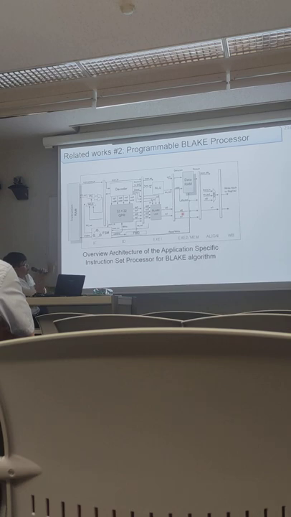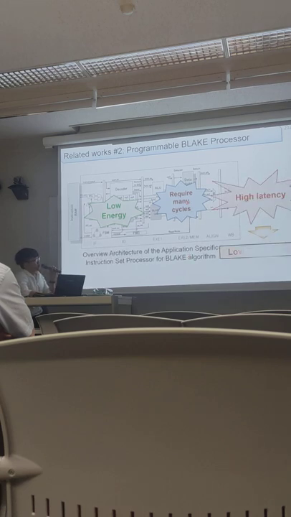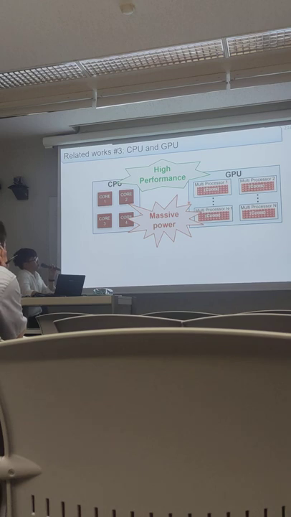And the next one is the programmable block processor. They also have low energy because they contain just the APU or some very small module. But it requires a lot of cycles, because the CPU has to transfer a lot of instructions to this processor for controlling the block computation. This is the reason they trade off high latency and also low performance, similar to the first one. And the second group is CPU or TPU, similar to SHA-2. They can achieve high performance, but they consume a lot of power. This is the reason they have low energy efficiency.